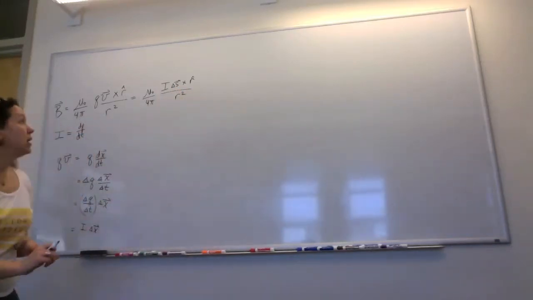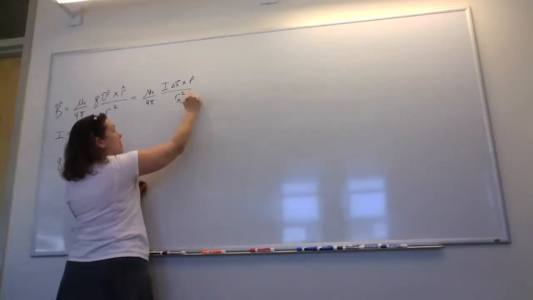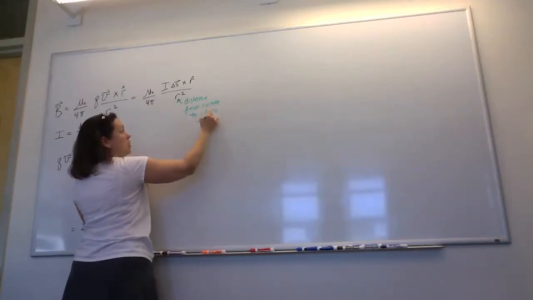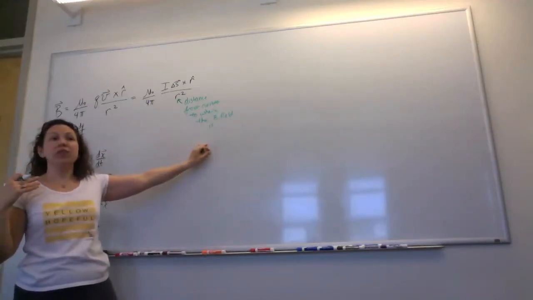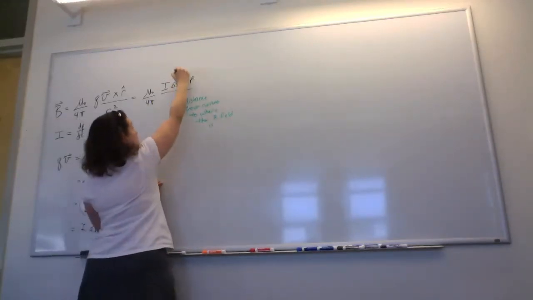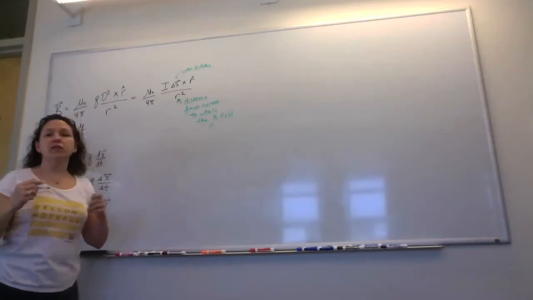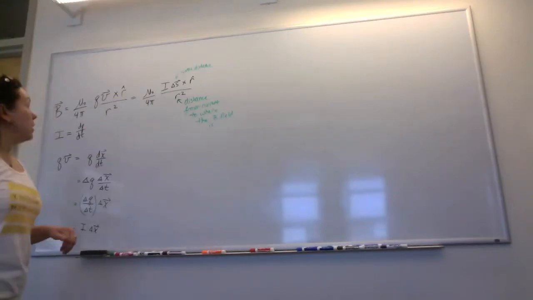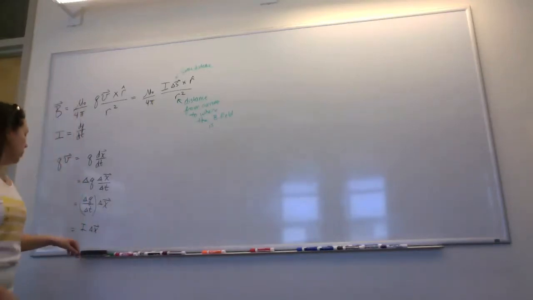Remember, r squared is just the distance from the current to where you want to know the direction and the strength of the B field at a particular point. So s is just some distance, some bit of charge. So you'll often see the magnetic field this way.